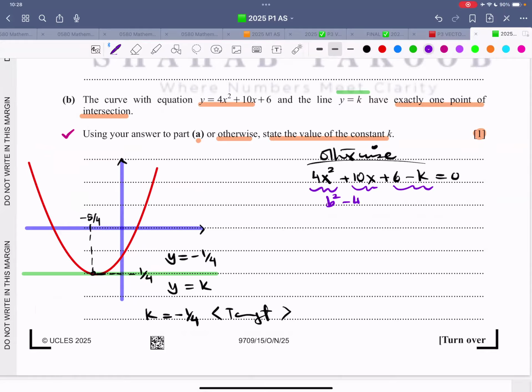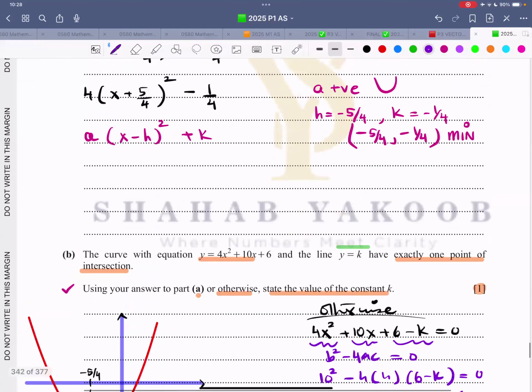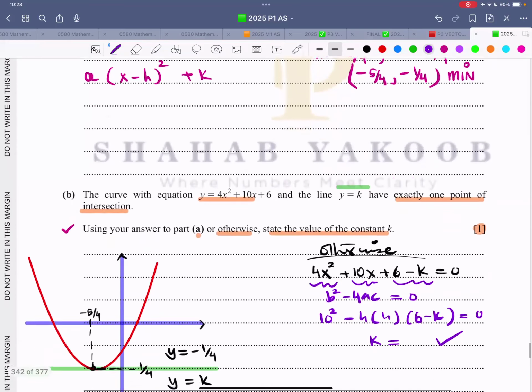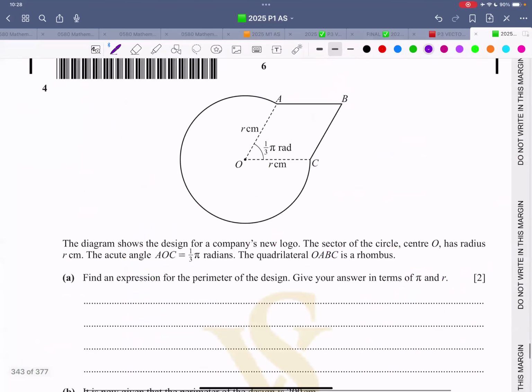So therefore, b squared minus 4ac is equal to 0. So that is 10 squared minus 4 into (6 minus k) equals 0. And when you solve, you will find the value of k, which should come out to be the same thing. All good, all clear. 6 minus k, that is 10, that is this thing. Okay, now let's move on.